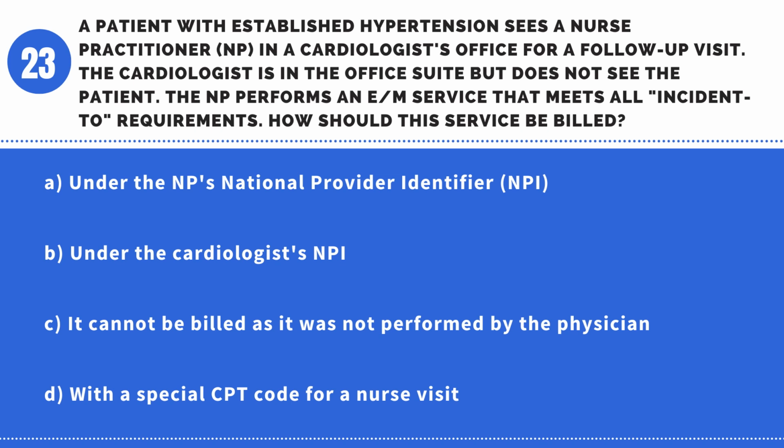visit. The cardiologist is in the office suite but does not see the patient. The NP performs an E/M service that meets all incident-to requirements. How should this service be billed? A. Under the NP's National Provider Identifier, NPI. B. Under the cardiologist's NPI. C. It cannot be billed as it was not performed by the physician. D. With a special CPT code for a nurse visit.